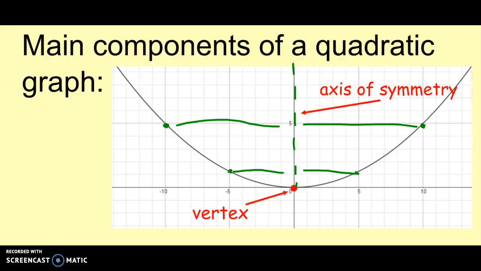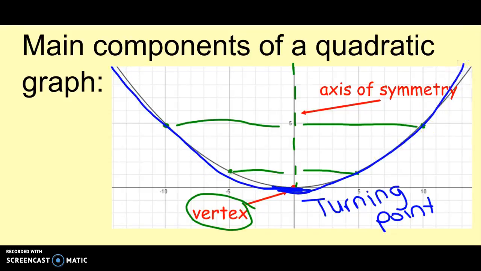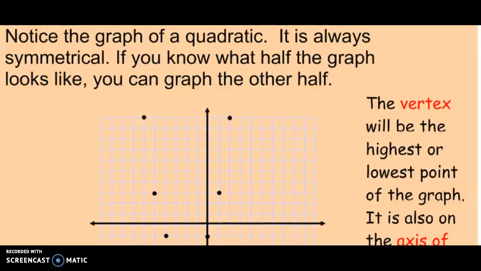All right, and then we've got one more thing. We've got something called a vertex. It's basically where it turns. Sometimes you'll hear it called a turning point, meaning it's turning. If you were driving in a car in this shape, where are you going to start turning? You're going to start turning right about there. That's the main turning point right there. And that's called your vertex. All right, so let's look at some stuff.